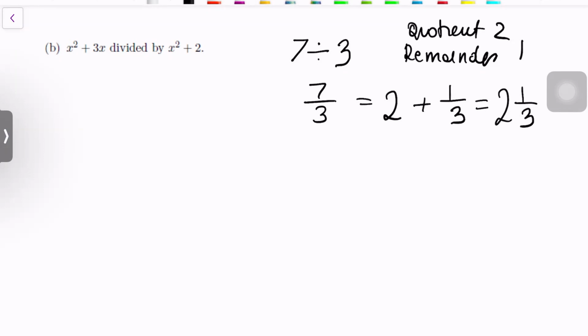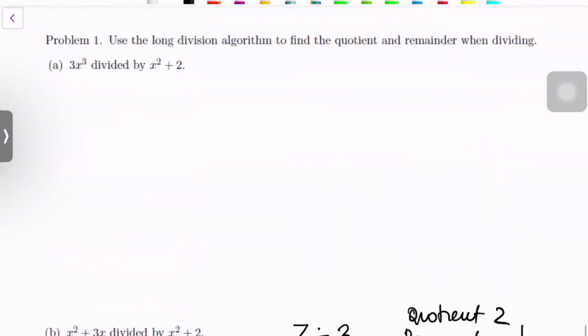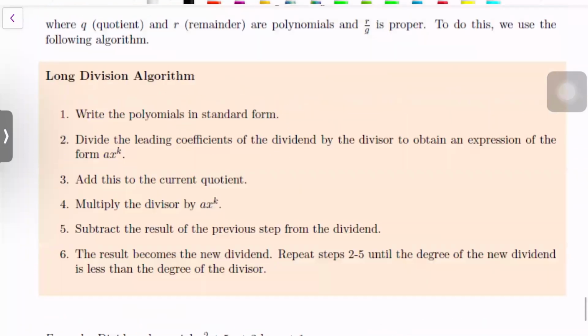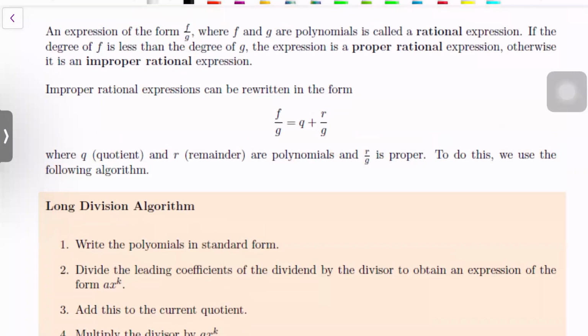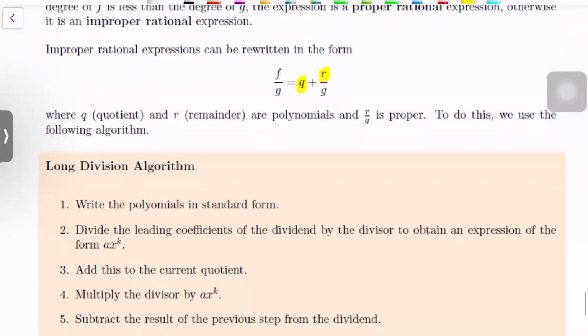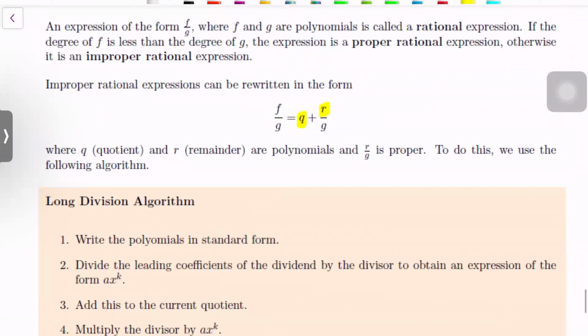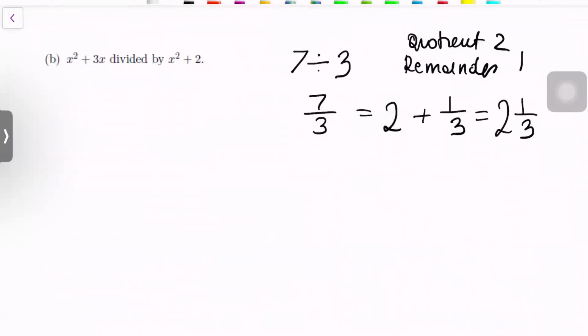I wanted to show you the example for numbers because for polynomials it's going to be the same. If you divide two polynomials, f by g, there's going to be a quotient plus a remainder, which cannot be divided by the divisor g. So all you can do is write r, the remainder, divided by g. Same as for numbers: quotient plus the remainder divided by g.